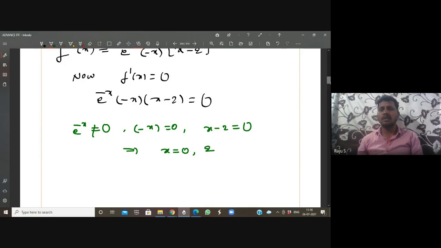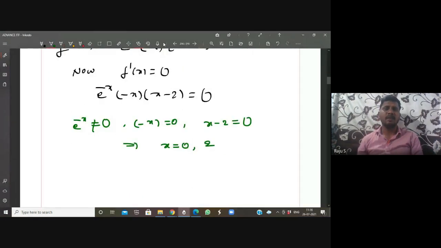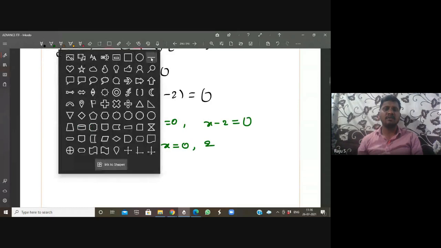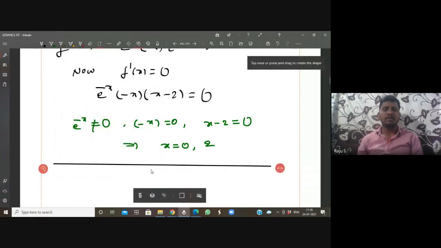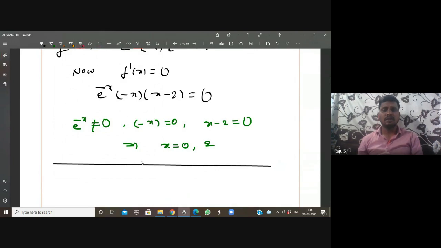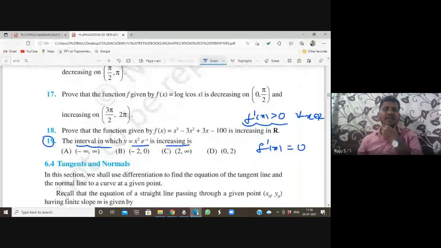So now the given real line, we can divide it into disjoint subintervals. What are the values we got here? One is 0, one is 2. They did not give any interval in the question, so you should take from minus infinity to plus infinity. Is any interval given here? No.